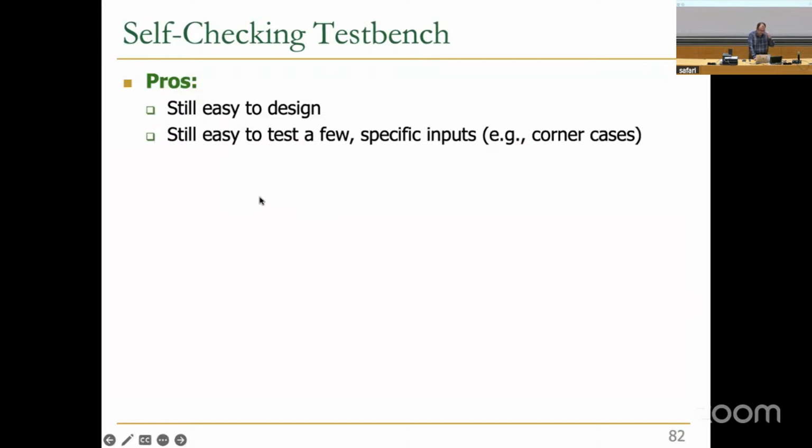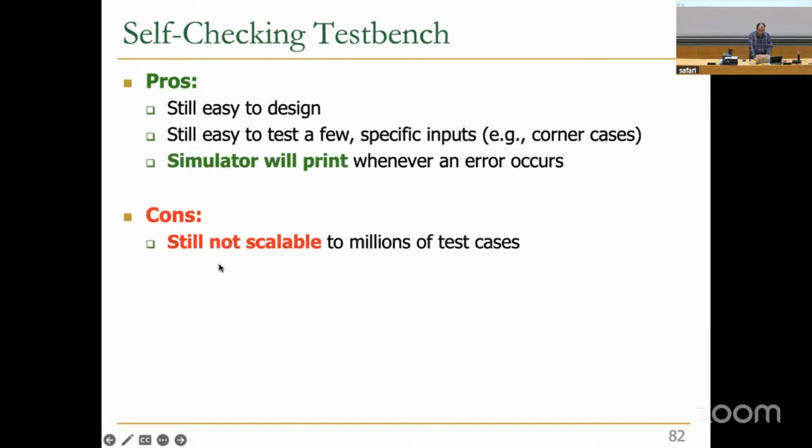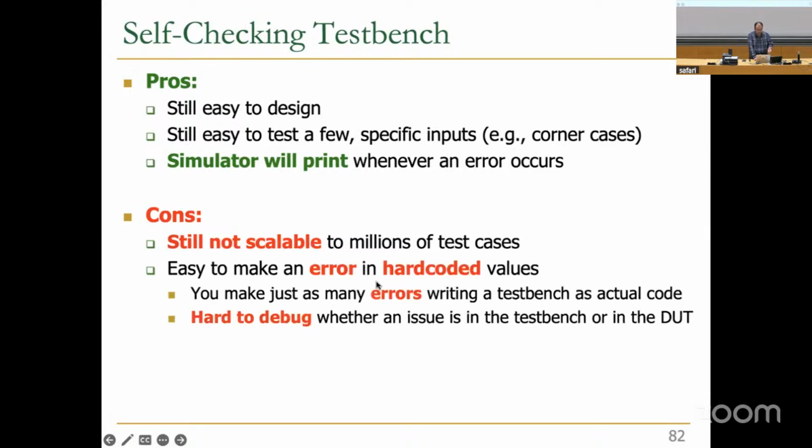So the pros are that it's still easy to design and easy to test, and the simulator will print whenever an error occurs. But the cons are that it's still not scalable to millions of test cases, and it's easy to make an error in hand-coded values. You make just as many errors writing a test bench as actual code. There is no guarantee that you are not making errors while writing your test bench, because humans make errors. And it's hard to debug whether an issue is in the test bench or in your device under test.